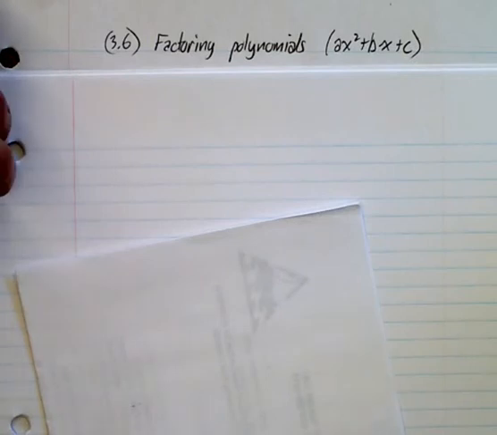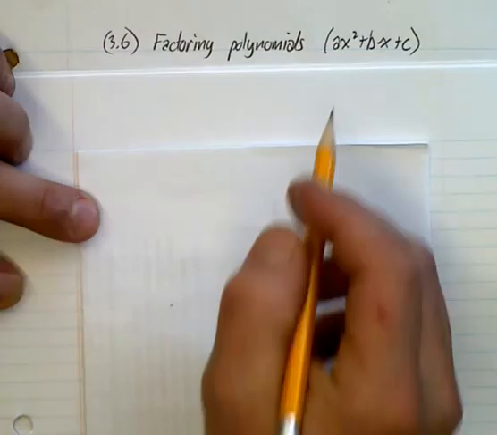Okie dokie. Here we go. Factoring polynomials, more difficult ones, okay? This is with that leading coefficient with a number in front.